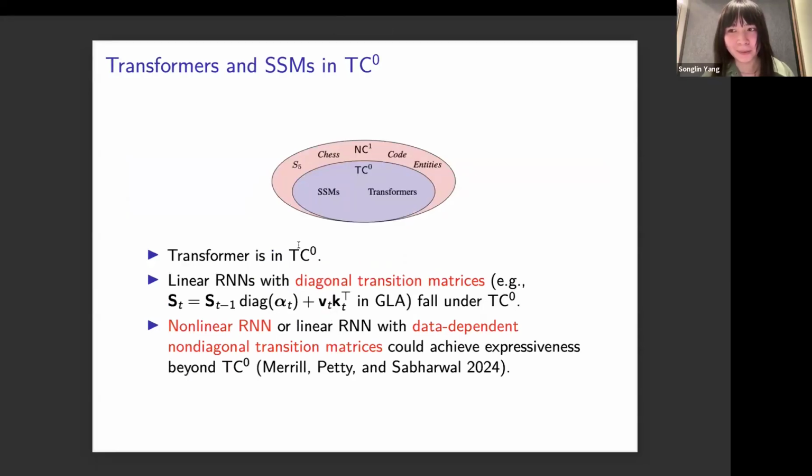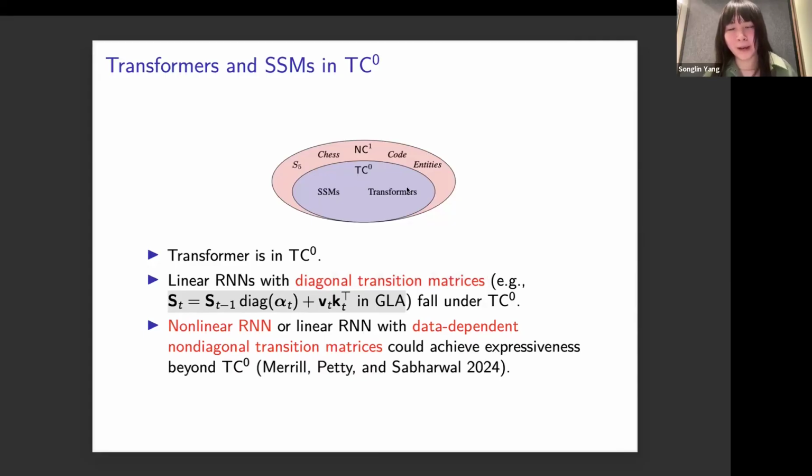Next, I'll be discussing the expressiveness of DeltaNet. And here we have a complexity class. The disclaimer: I'm not a theory person, so I might not fully understand what TC0 or NC1 is. But transformers and Mamba are within the class of TC0, according to this wonderful paper by William Merrill, The Illusion of State in State Space Models. They showed that for linear RNNs with a diagonal transition matrix, for example in the case of GLA, their expressiveness is within the class of TC0.